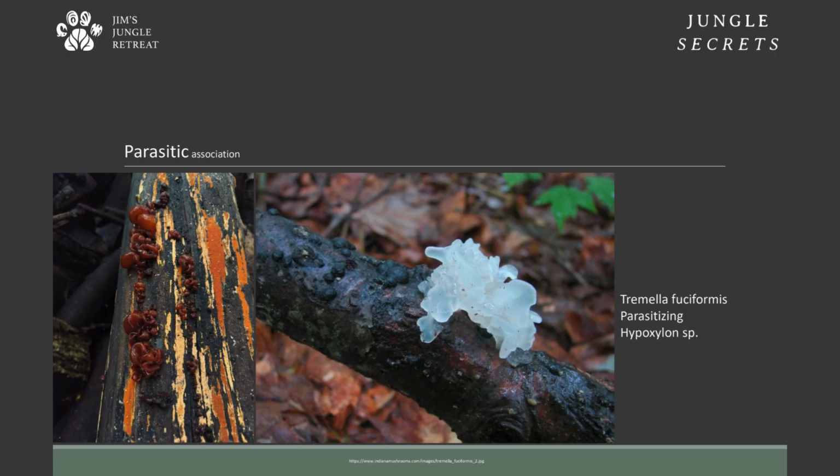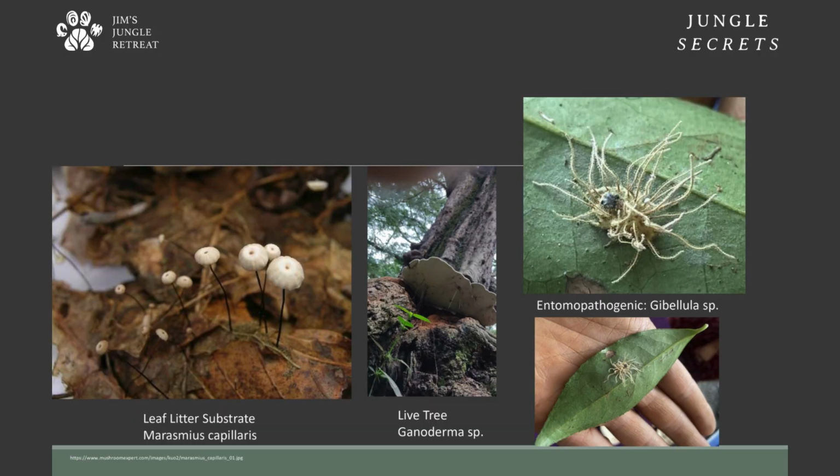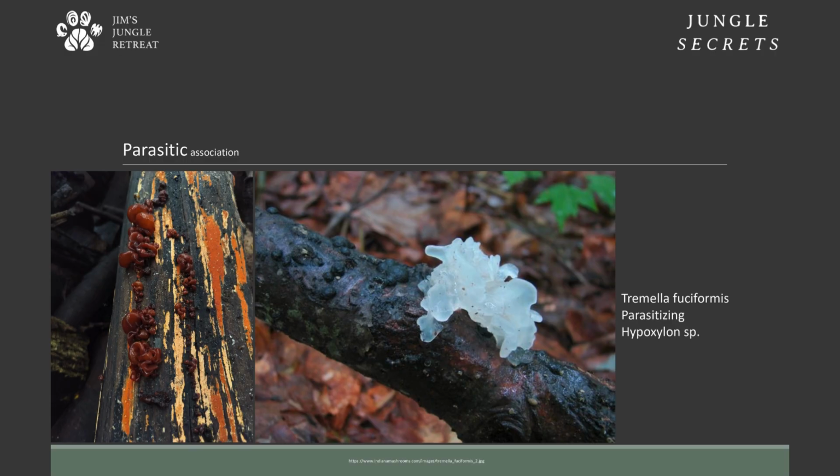I said parasitic association. So while there are mushrooms taking over live trees, like I talked about over here, there are parasitic associations of fungus taking over a fungus also. This is like Tremella fusiformis parasitizing Hypoxylon over here. If you see these black blobs, that's Hypoxylon. And then this beautiful looking jelly mushroom comes on it. It's called Tremella fusiformis.